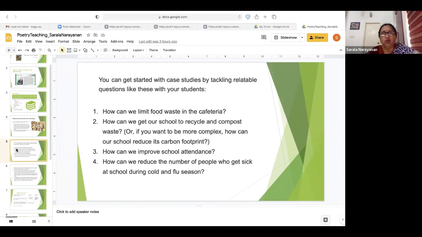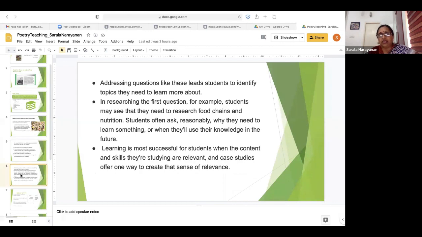I don't want to go on harping on case studies. Already half an hour we have spent on it. So I just thought I would tell you how to go about using case studies in the classroom. Addressing questions like these leads students to identify topics they need to learn more about.